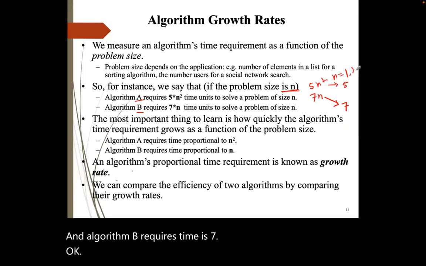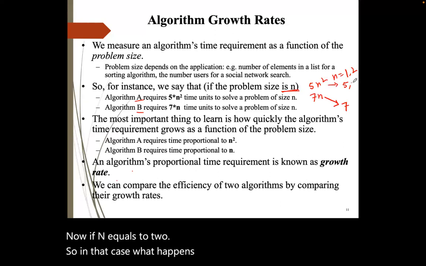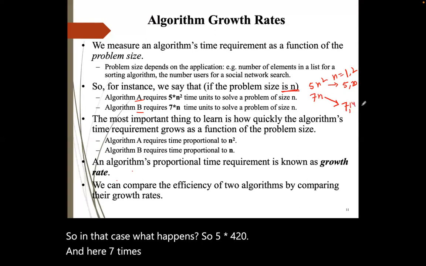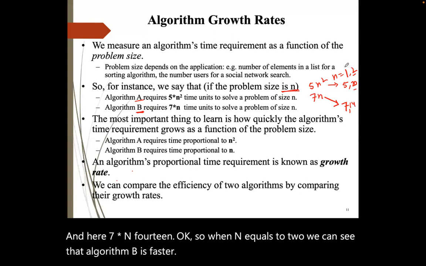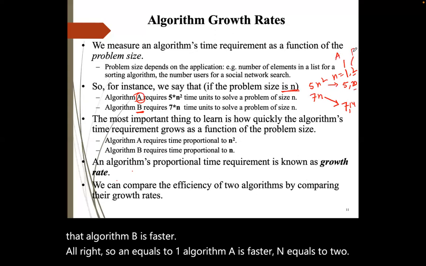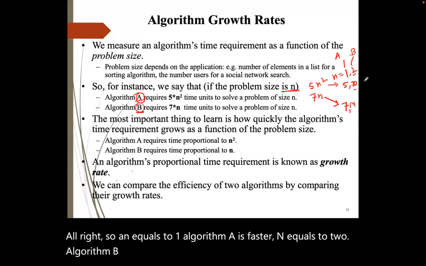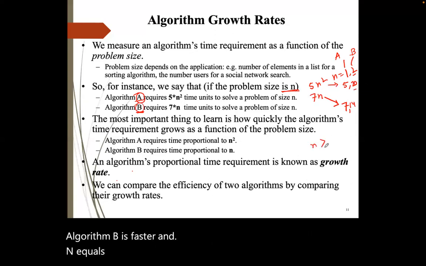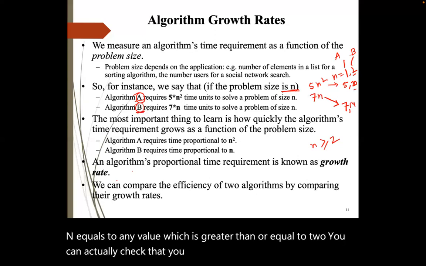Now if n equals 2, what happens? 5 times 4 is 20, and here 7 times n is 14. So when n equals 2, we can see that algorithm B is faster. So for n equals 1, algorithm A is faster. For n equals 2, algorithm B is faster. And for any value of n greater than or equal to 2, you can check that algorithm B is always going to be faster.